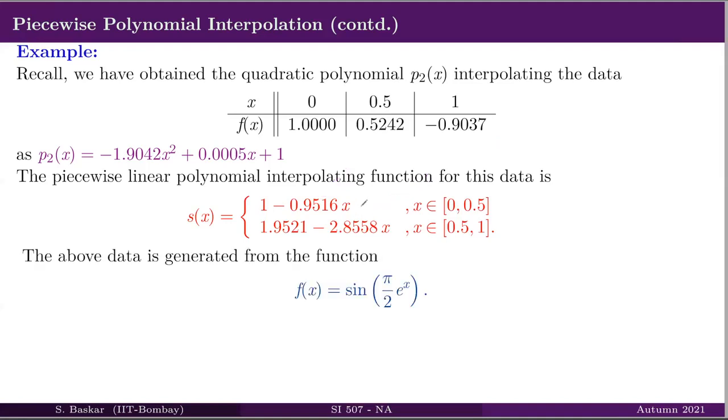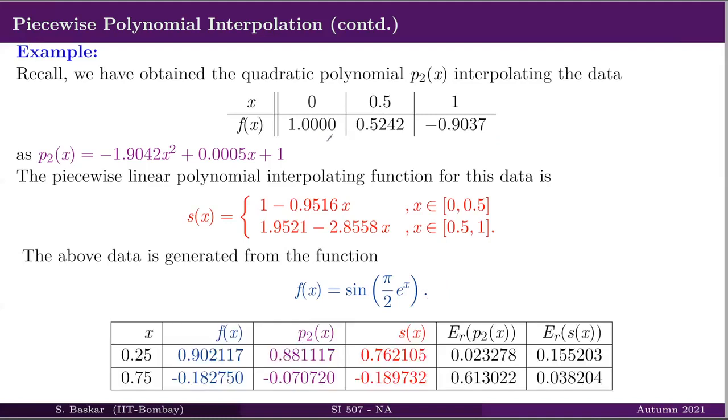And if you recall, these data are generated from the function f of x equal to sine pi by 2 into e power x. Now, my interest is to find the value of this function at x is equal to 0.25 and also at x is equal to 0.75. That is a point in between this 0.25 and another point somewhere in between this interval 0.75.